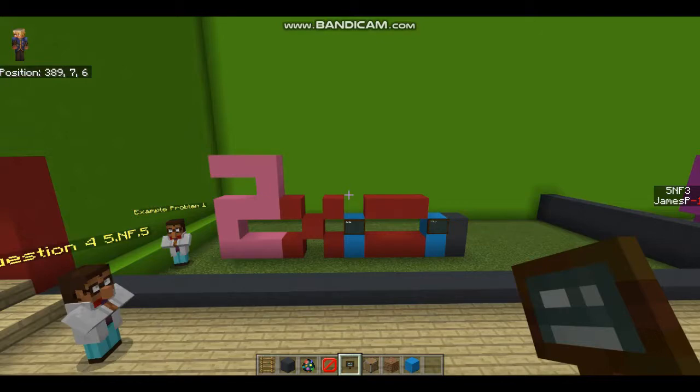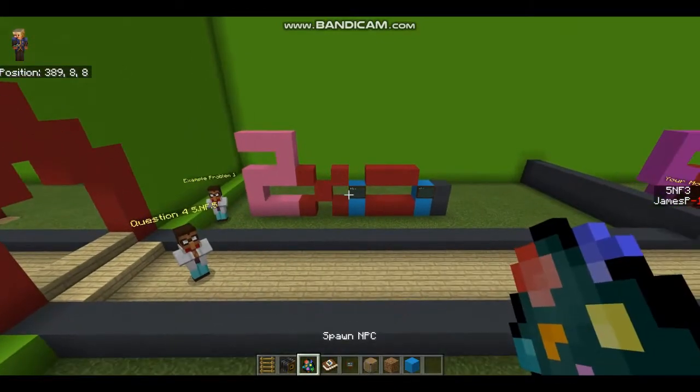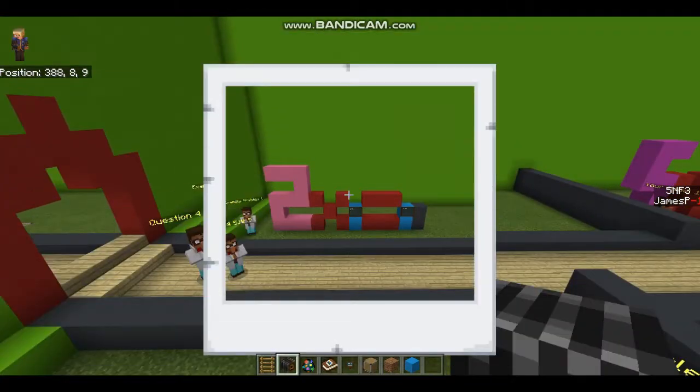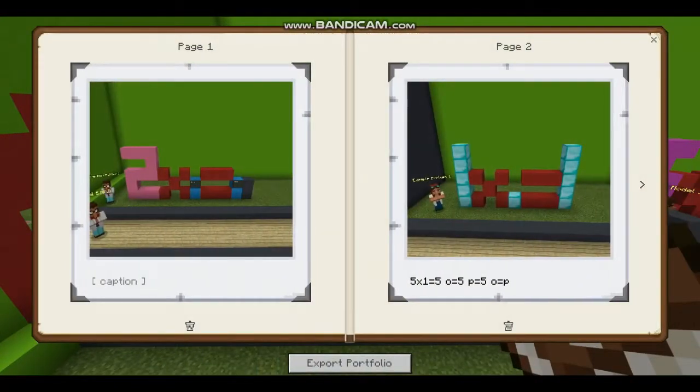Now, document with a picture. Fly back so you get a good shot. Take your photo. Open your portfolio. 2 times 2 over 2 equals 4 over 2. Now, 4 over 2 equals 2, because 4 divided by 2 is 2. So P equals 2, and the original number equals 2. So the original number does equal the product.